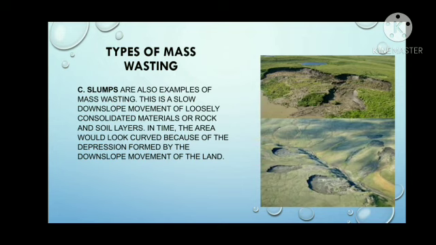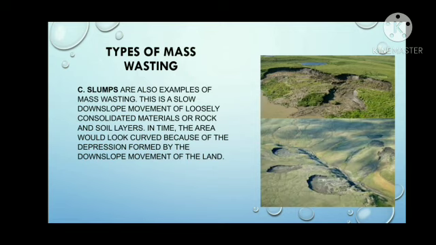Next type of mass wasting, we have the slump. Slumps are also examples of mass wasting. This is a slow downslope movement of loosely consolidated material or rock and soil layers. In time, the area would look curved because of the depression formed by the downslope movement of the soil or the land.